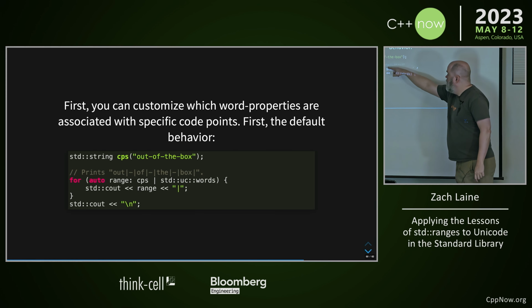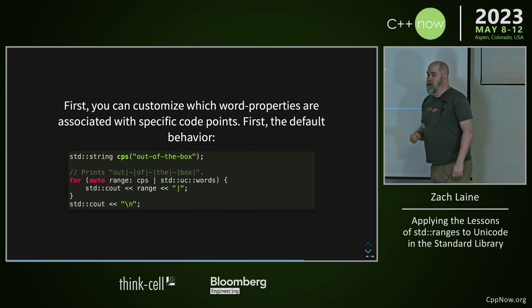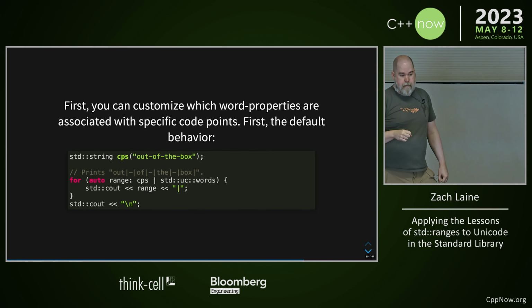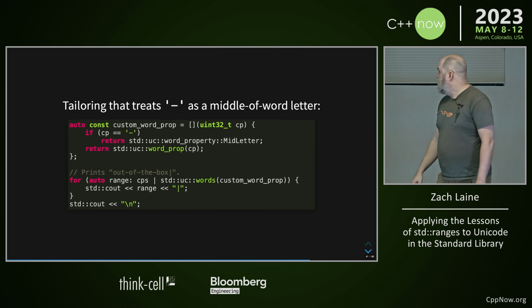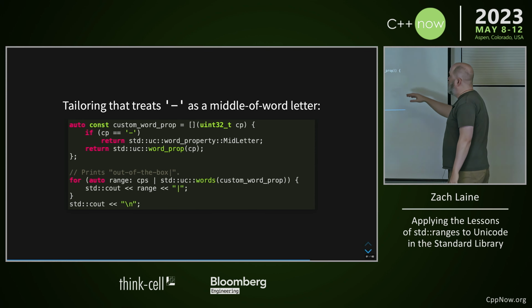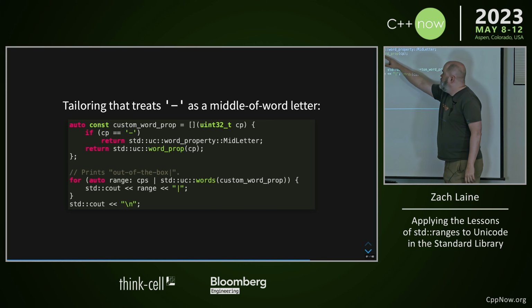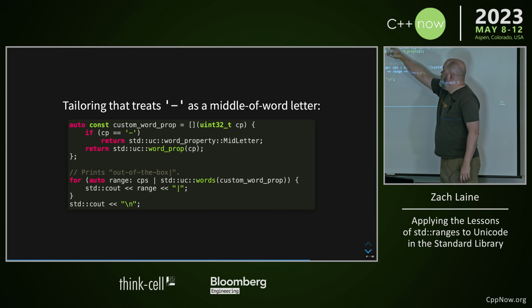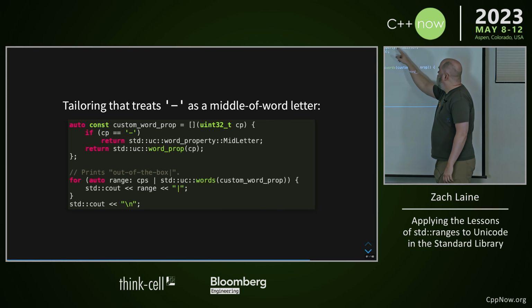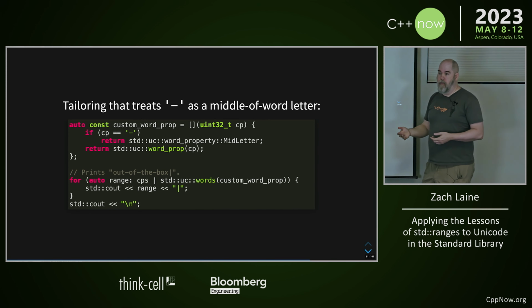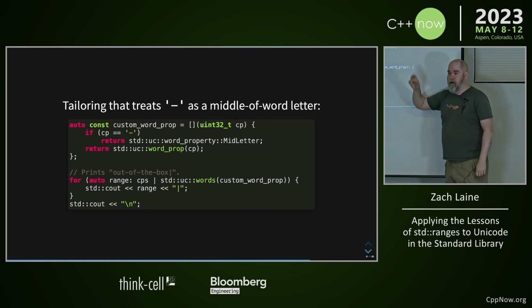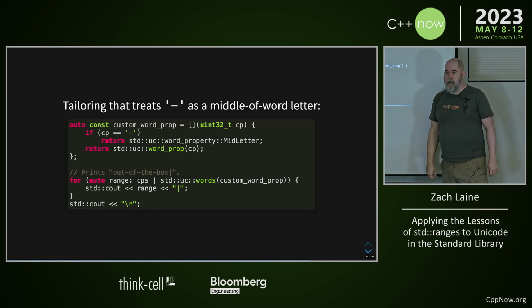I hope that's not too dim, but it produces breaks around all the dashes and around all the words. But then if I give it a different property function, in this case, the property function defaults to the built-in word property function, but in the special case of a dash, it says the property is actually mid-letter, which is not the normal property for that. Mid-letter just means I could be in the middle of a word. Mid-letter and all the other properties are part of the Unicode standard, so I kept the casing the same as the Unicode standard.